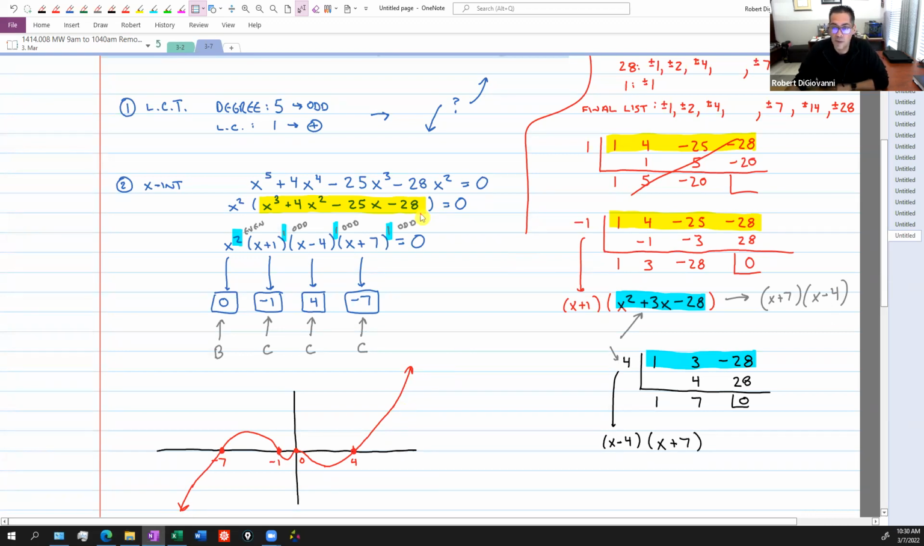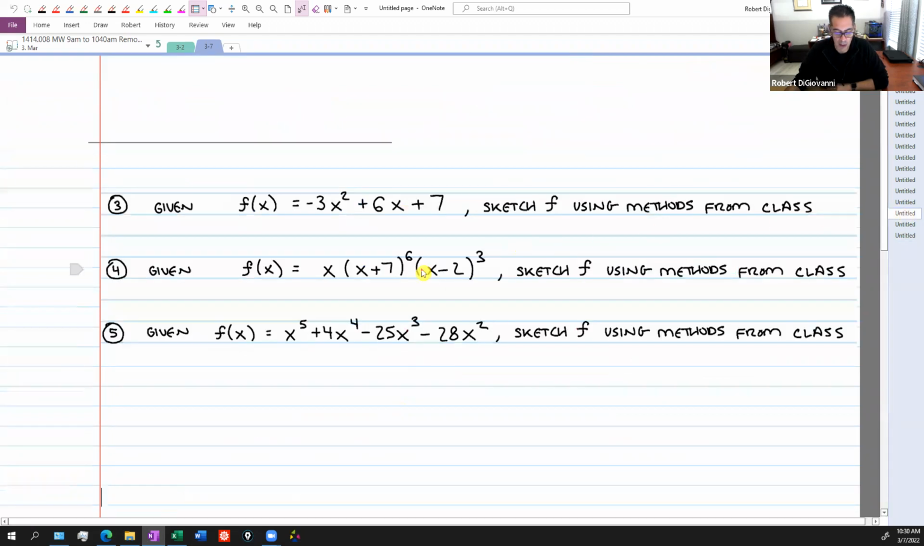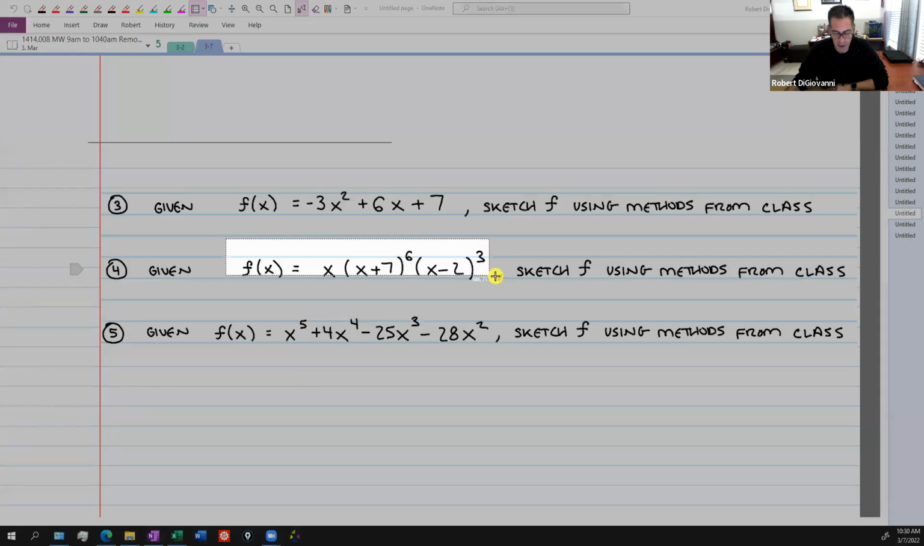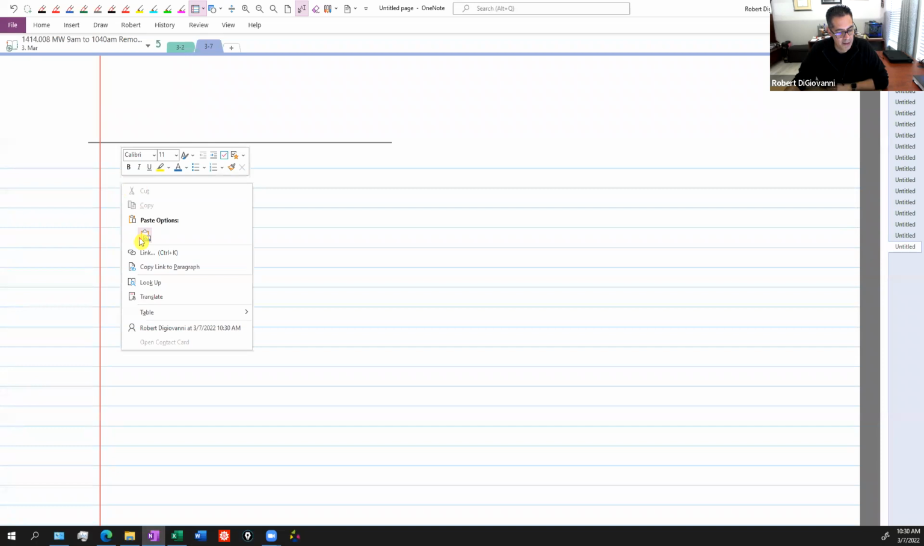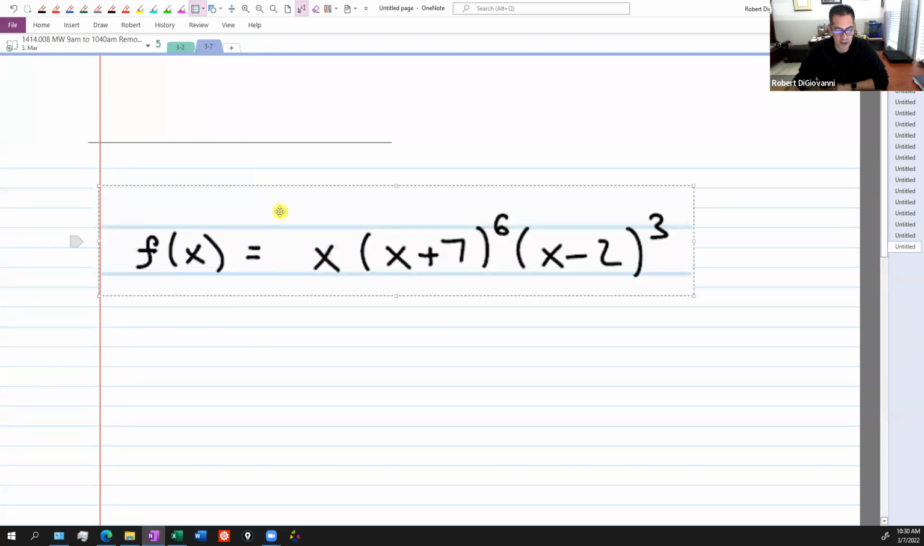Okay, we good? I only have 10 more minutes. I wanted to show you one more type of problem. Let's see here. This one right here. Look at this. I'm asking you to sketch this polynomial function. Notice that I have already given it to you factored, which is great because you don't have to go through all the synthetic division and all that stuff.